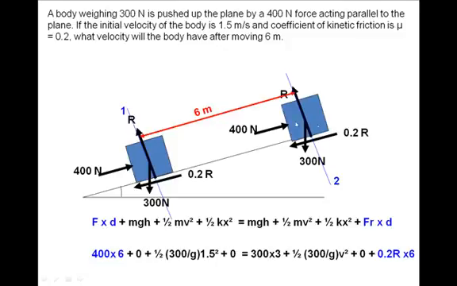Look at the right hand side now. mgh for this will be mg, that is 300, into 3 because see, this angle is not mentioned here, but in the data you take it as 30 degree. So if it is 30, this is 6 meter, so this height will be 3 meter, and therefore this mgh is 300 into 3. Half mv square I want to find, half kx square 0, and friction into distance.